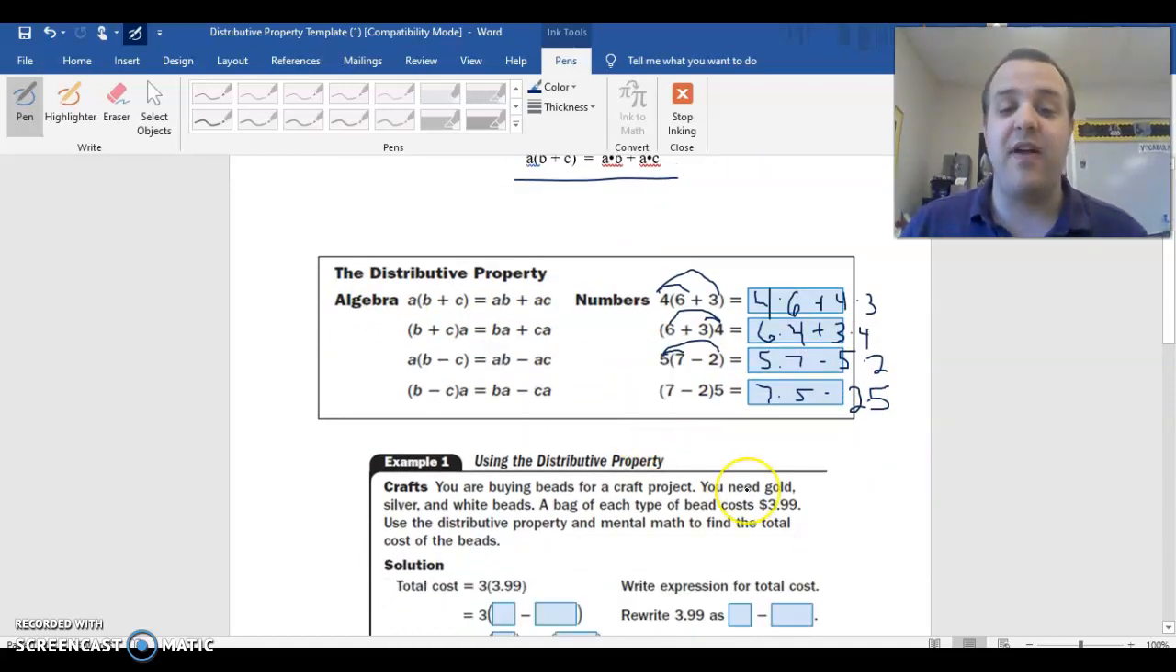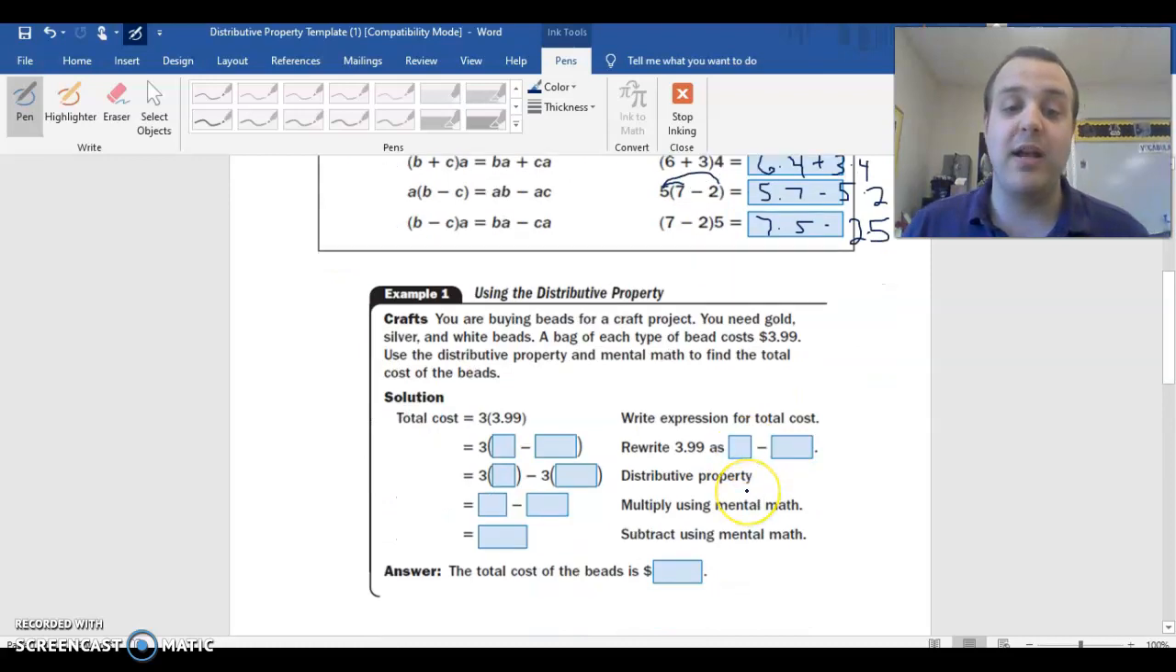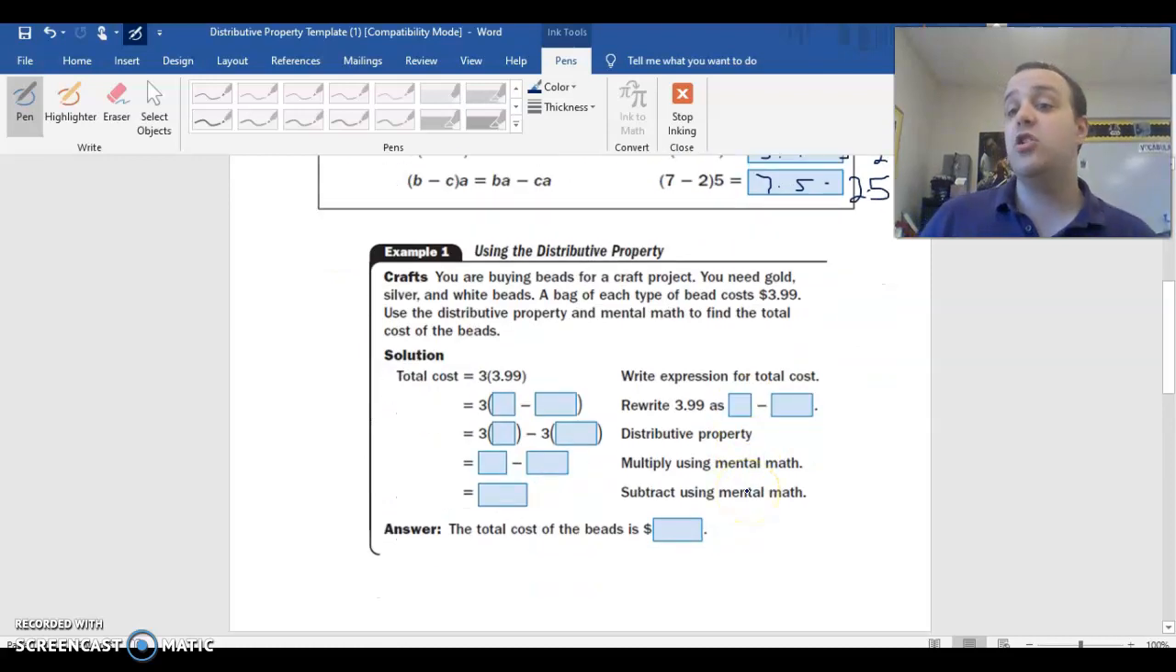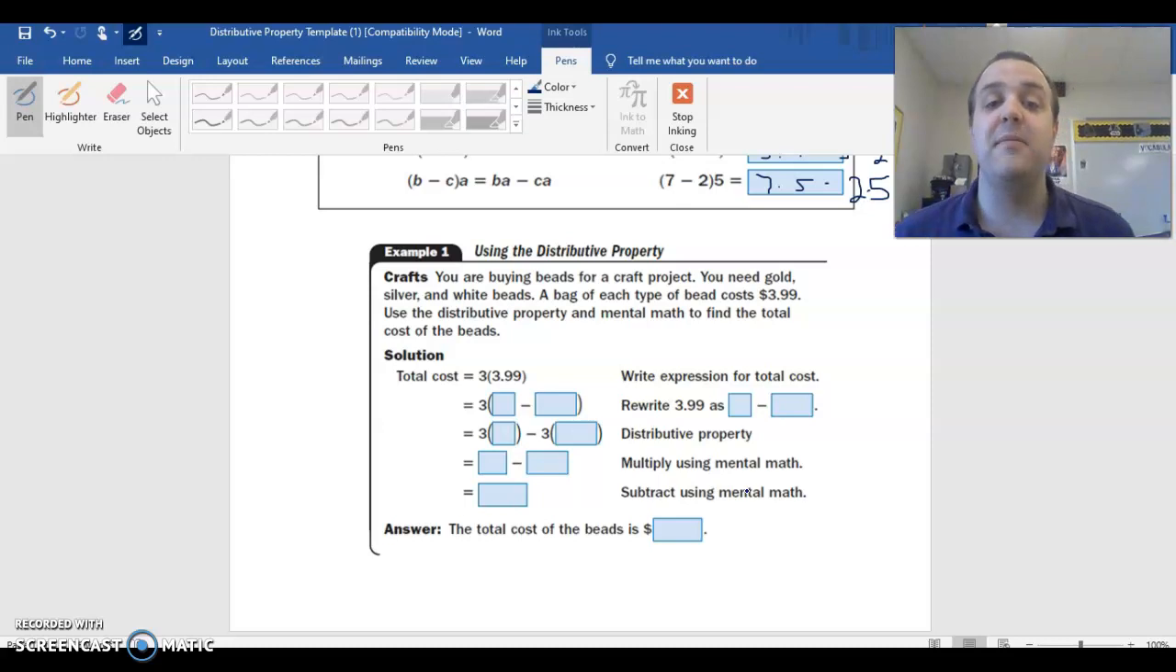Let's look at an example of how we can use the distributive property, or one way to do it. One thing you can use it for is mental math with numbers that might not seem easy. For example, if I had to buy some gold, silver, and white beads for a craft project, and a bag of beads costs $3.99. This happens a lot. You go to the store, something costs 99 cents, and you want to figure out how much it's going to cost overall.